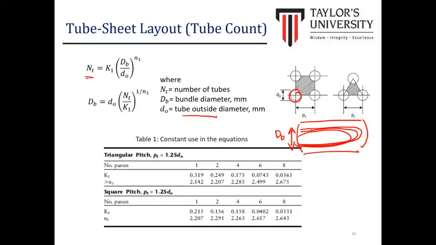For example, to determine the number of tubes, once you have identified the type of pitch, whether triangular or square, you may use this to obtain the value of PT. After that, you define the number of passes. For example, if you have 4 passes, the value of K1 should be 0.175 and n1 is 2.285. Then insert these values into this equation, which gives you the number of tubes and also the bundle diameter.